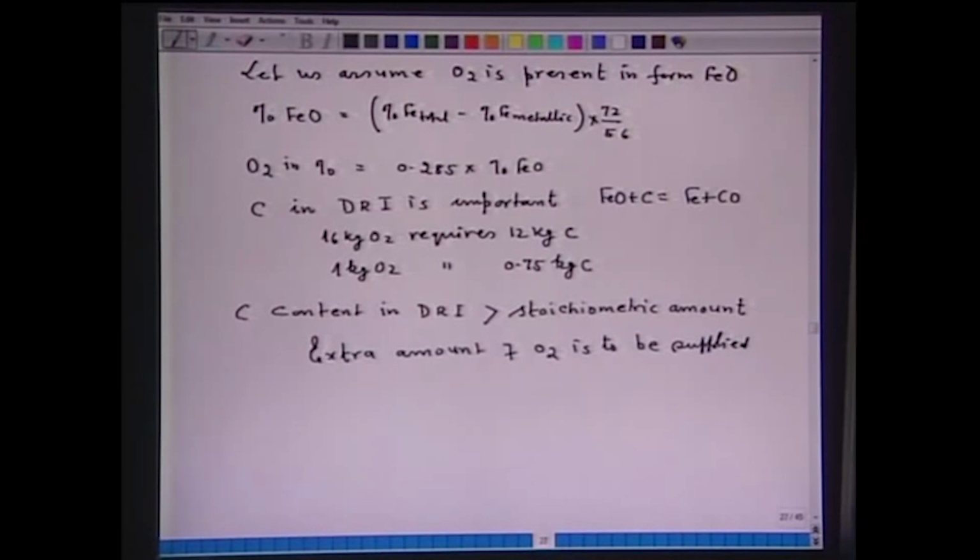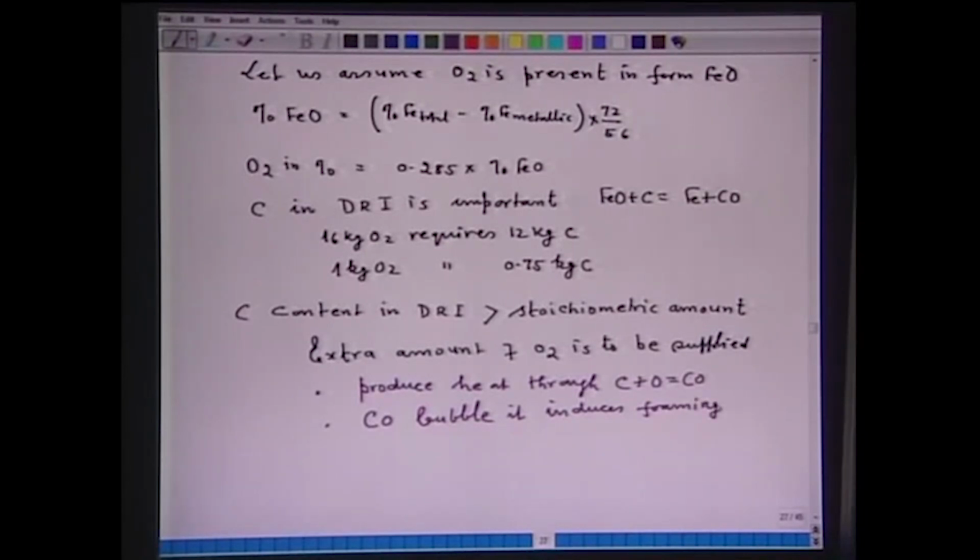and that helps in two ways. One way is you produce heat through the C plus O is equal to CO reaction. Second, the CO bubble induces foaming in the slag. So, these are the advantages of having carbon content in DRI greater than the stoichiometric amount.